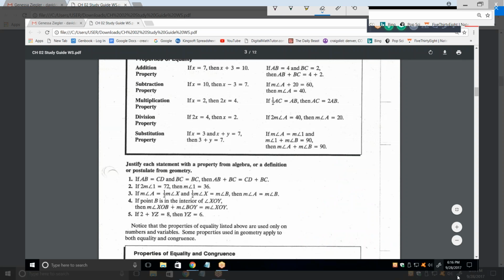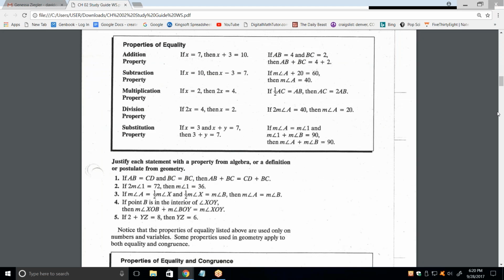Okay, if 2 plus YZ equals 8, then YZ equals 6. Would that be multiplication? What do you have to do to solve that? Or subtraction? Subtraction. You have to subtract 2 from both sides. Okay. Let's go down here.